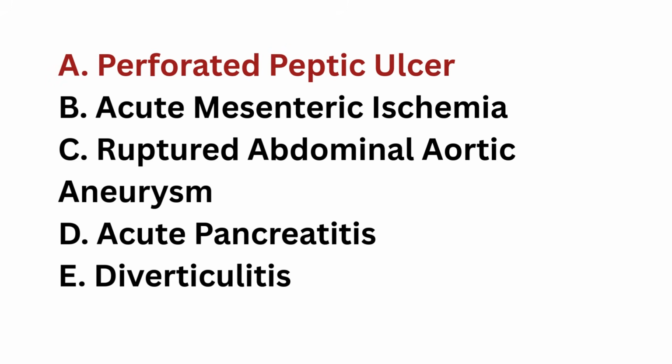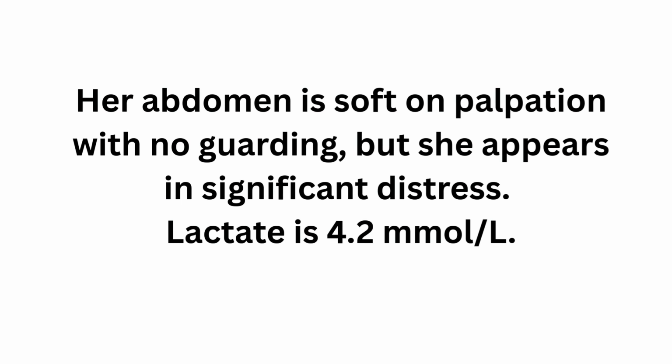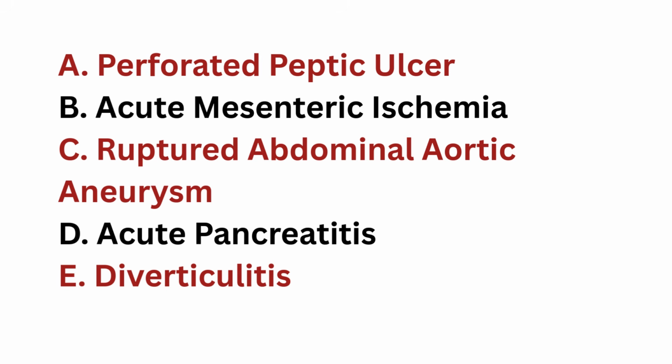Option A, perforation, C, rupture, and usually E, diverticulitis with peritonitis are conditions that typically present with peritonism, a rigid, guarded abdomen. But look at the stem. Her abdomen is soft. So immediately we can likely eliminate A, C, and E because the physical exam contradicts the pathology. We have just eliminated 3 options without even thinking about the diagnosis yet.